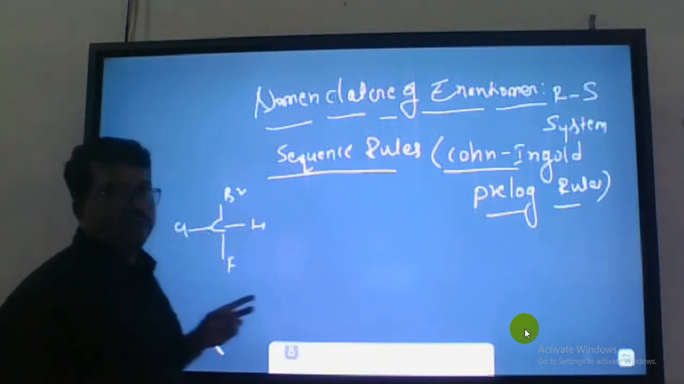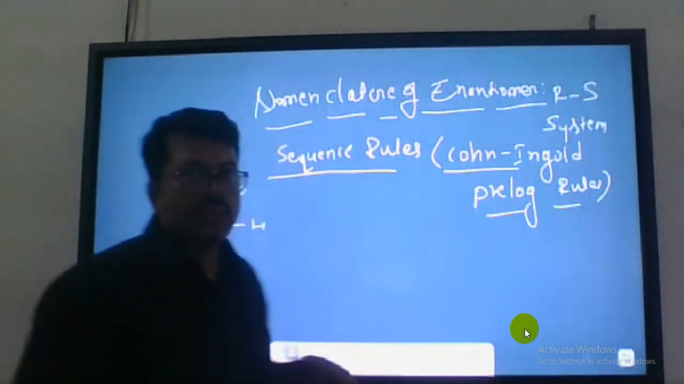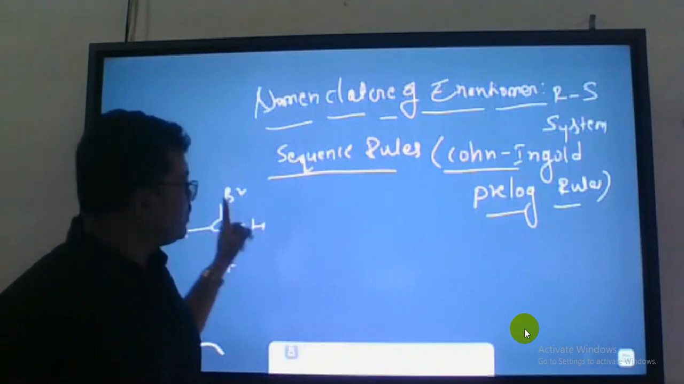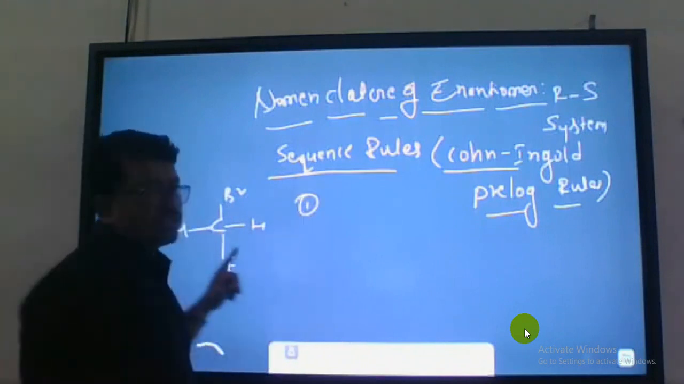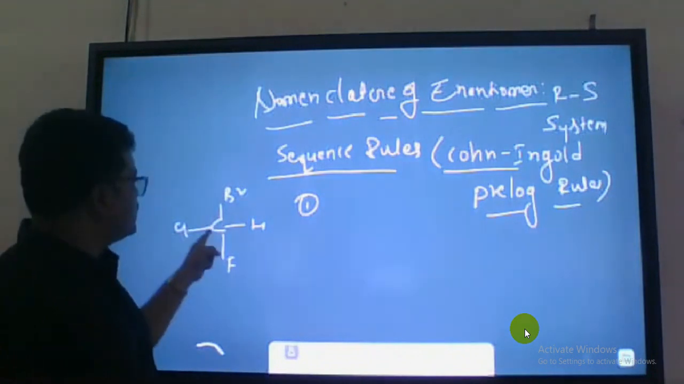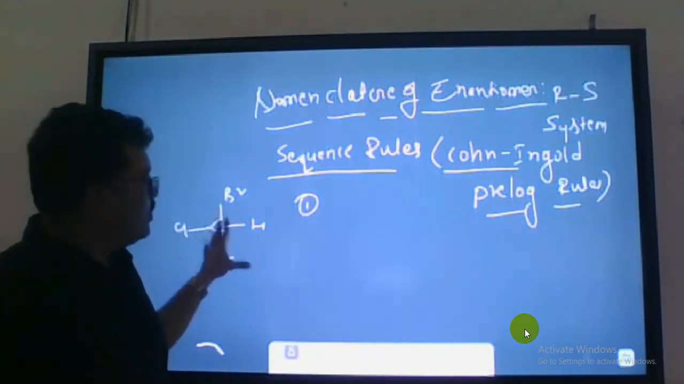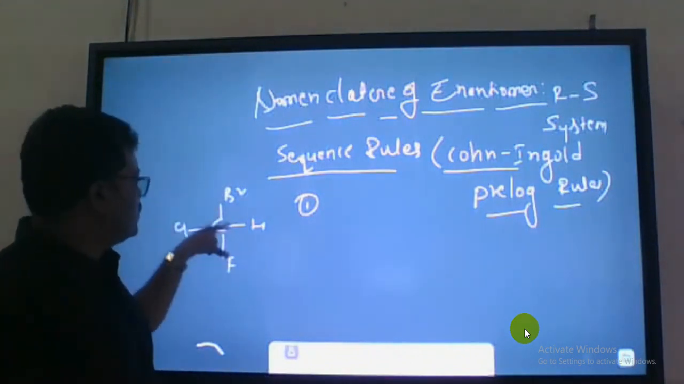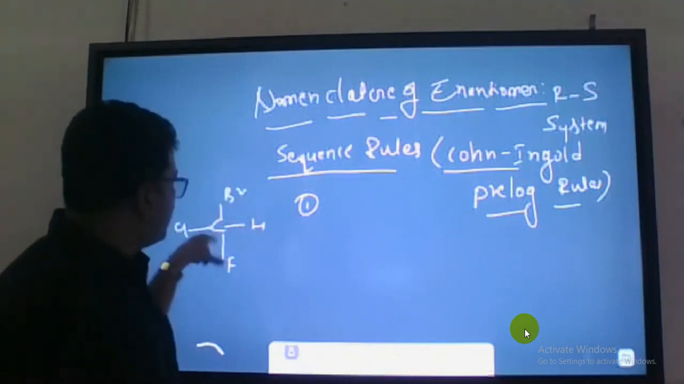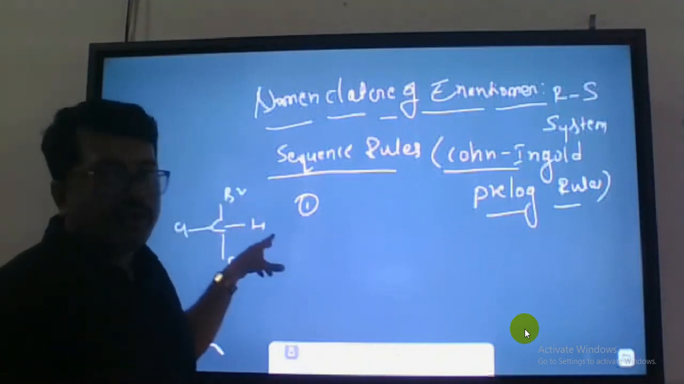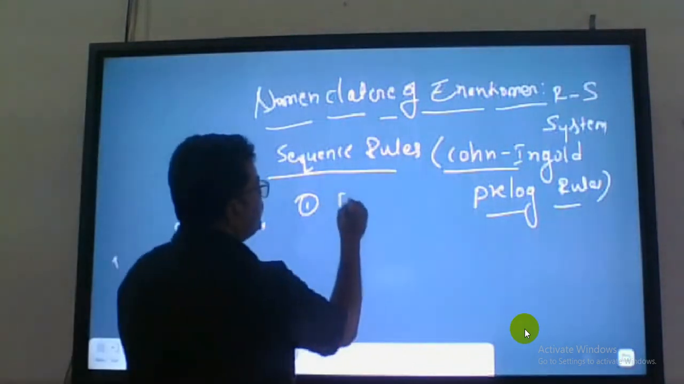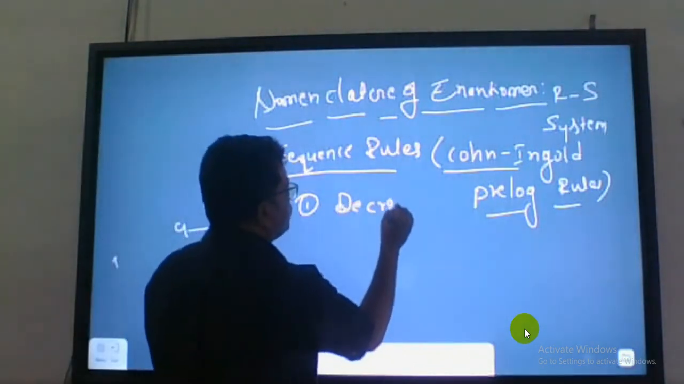Next, we take fluorine. If carbon, we can have RS nomenclature. First rule: atoms directly attached to the chiral carbon. These are the atoms which are attached to the chiral carbon. Chiral means all substituents are different for a tetravalent carbon. They are arranged in order of decreasing atomic number.